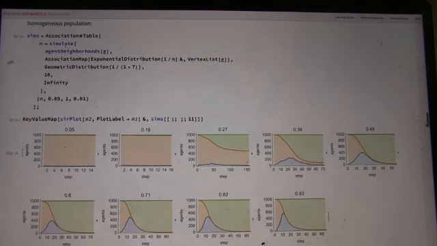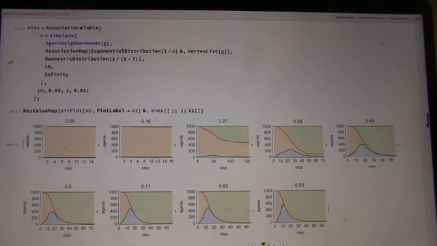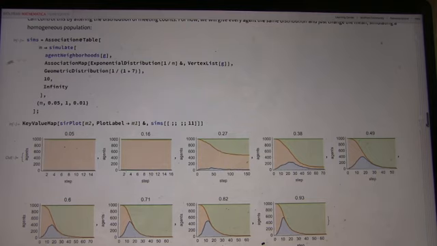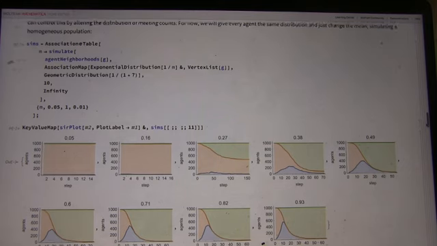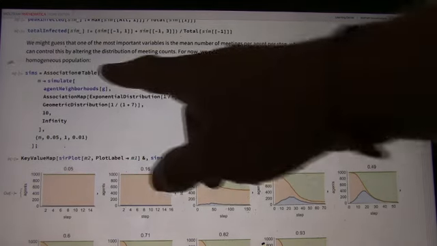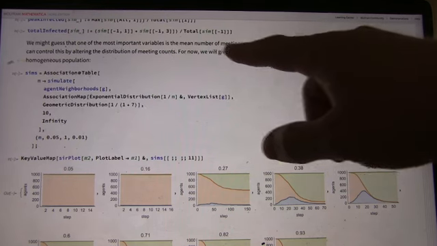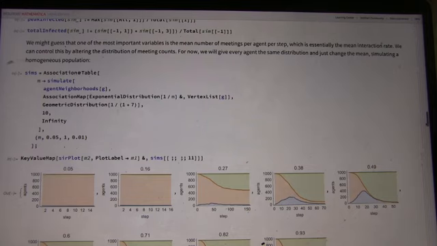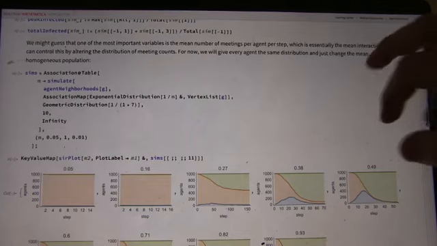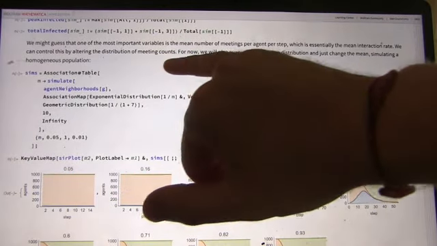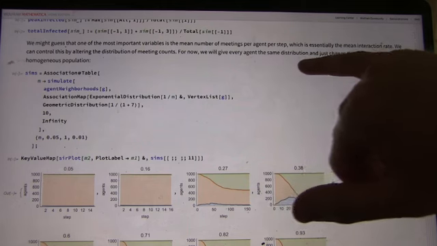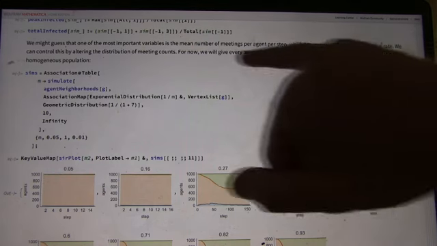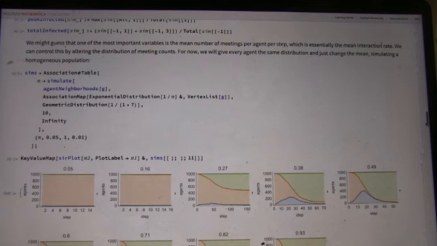But then he does something really cool, and he looks at changing the number of people you meet on average. So we might guess that one of the most important variables is the mean number of meetings per agent per step. So how many people do you meet every day, which is essentially the mean infection rate. We can control this by altering the distribution of meeting counts. For now, we'll give every agent the same distribution and just change the mean, simulating a homogeneous population.